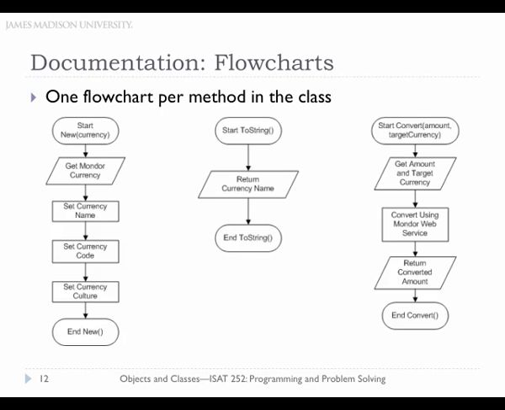So if you follow the flowcharts down from the top with our new constructor, we need to get the Mondor currency from the web, and then we'll use that to assign the name for our currency, the ISO currency code, and also to figure out which culture that currency belongs to, and then we will end our procedure. For our toString method, we're simply going to return the name of the currency, and for our convert method, we need to first get the amount and target currency to be used. Then we're going to use our web service to convert those, and then we're going to return the converted amount as a double. And so those are our three methods that we're going to implement.